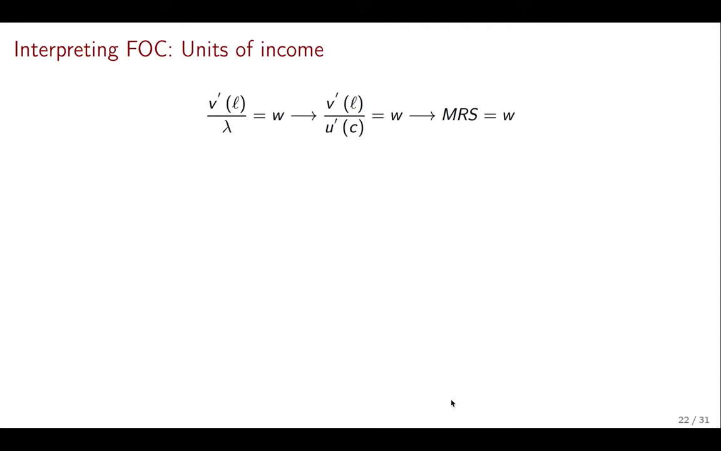Now, the second way of interpreting this problem is in terms of units of income. Okay, let's think about it very quickly. We can re-express the same first order condition by dividing both sides by lambda. Now, we know that lambda at the optimal has to be equal to the marginal utility of consumption. And so that means that now we've equated the marginal rate of substitution between consumption and labor to the wage. So how do we think about it?